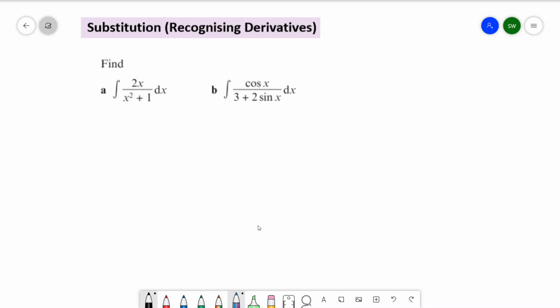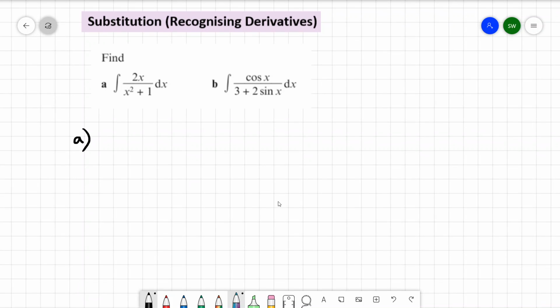In the last section we looked at linear substitutions. Now we're going to look at substitutions more generally to see how they can help us integrate some more complicated functions. So I think it's best to just have a look at an example in this case.